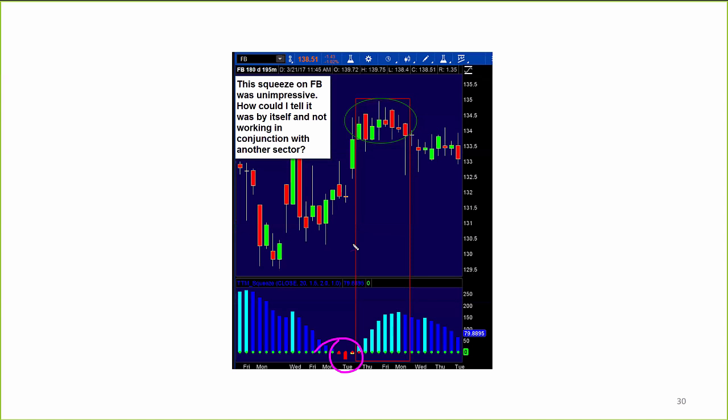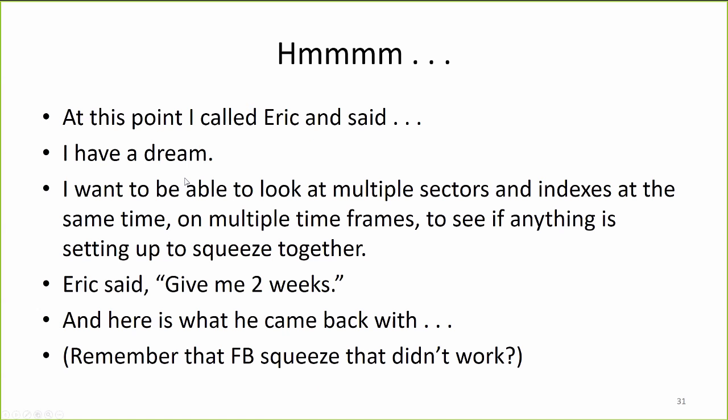And if you look at the squeeze, you get in here and it goes up a little bit, but if you buy calls on this, you just get chopped up. You lose premium, you lose money. Okay. So I'm like, all right, let's take a look at this.